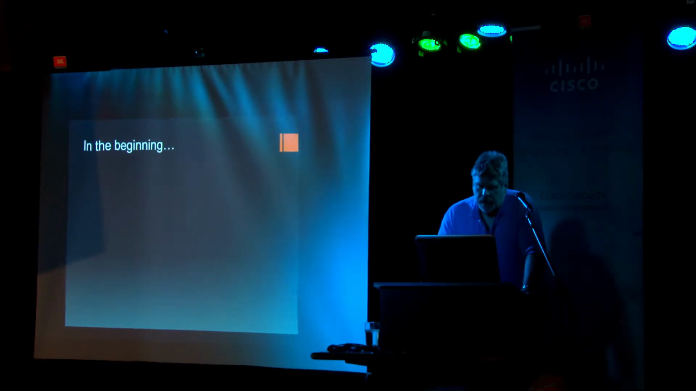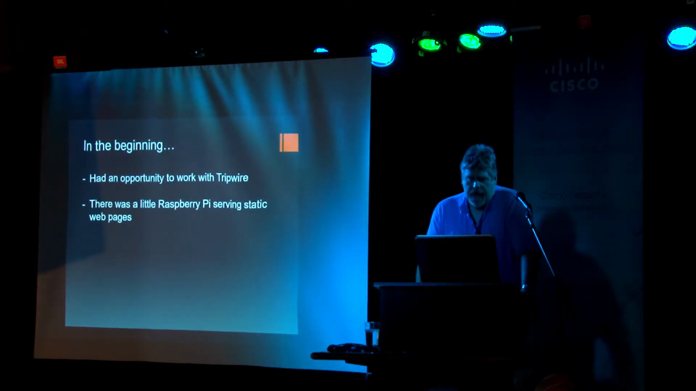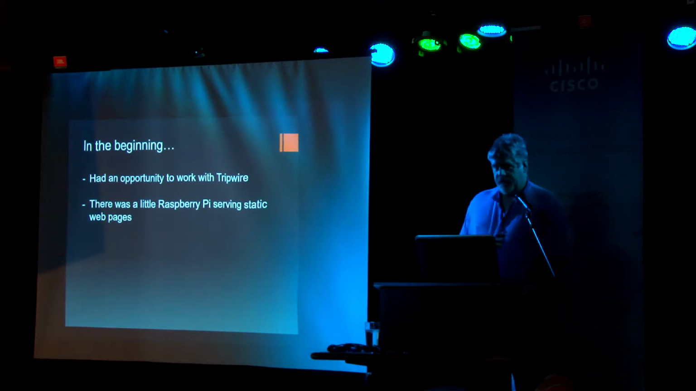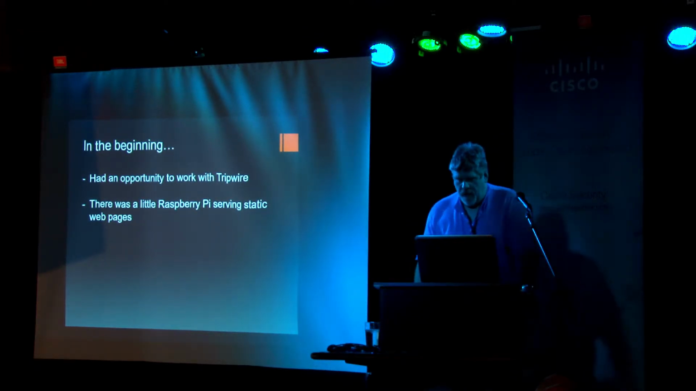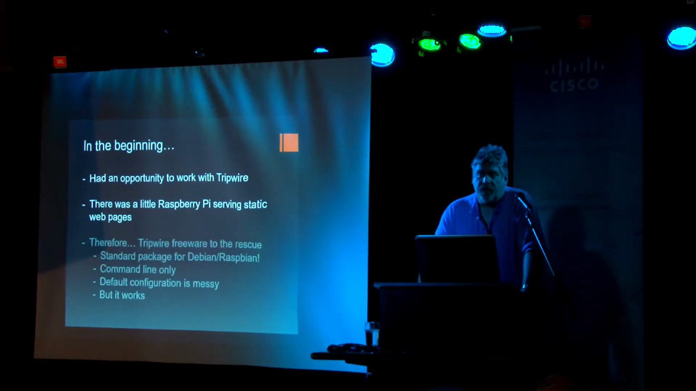In the beginning, I had an opportunity to work with Tripwire, which is a file integrity monitoring tool. I wanted to play around with this on my own. I have this weird belief that you don't test things in production, and I didn't really have much of a test environment, so I needed one of my own. At home, there was a Raspberry Pi serving static web pages sitting under my entertainment center. It seemed like a pretty good target, so I went surfing around, and I found that there is a free version of Tripwire that you can easily get. Turns out it's even a standard package for Debian and Raspbian. If you're in that mood, it's just an apt-get install, and you're ready to go.